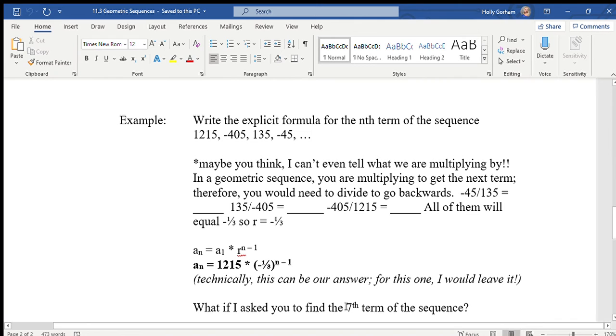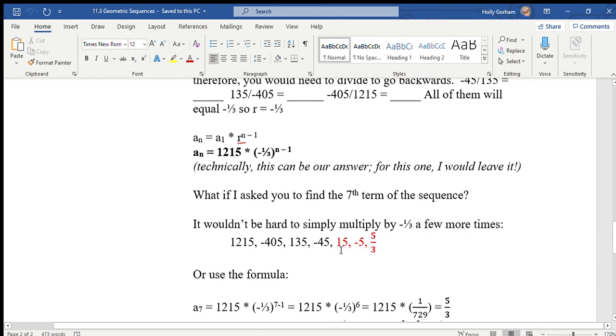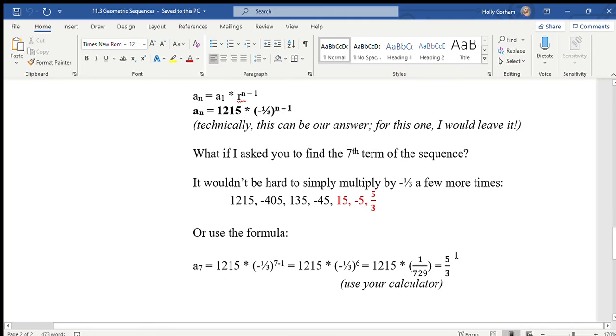So then if I asked you to find the 7th term, you would just plug in 7 for that n value. And when you do that, you're going to end up with 5/3. Or you could have just multiplied by -1/3 a few more times. Either way, you're going to get to 5/3.